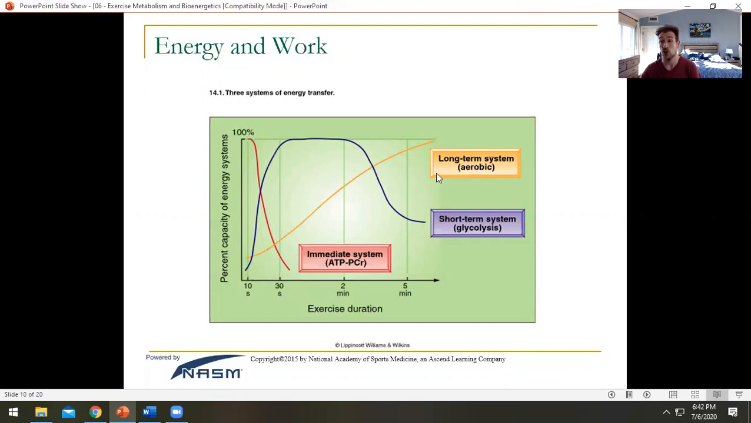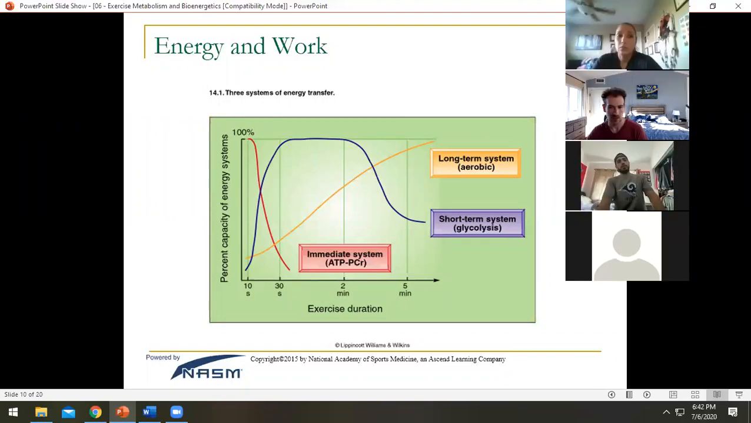And eventually so much of it gets built up that you have to either slow down or stop, while you continue breathing hard in order to convert all that stuff into ATP. Does that make sense? Everybody understand that chart pretty well?